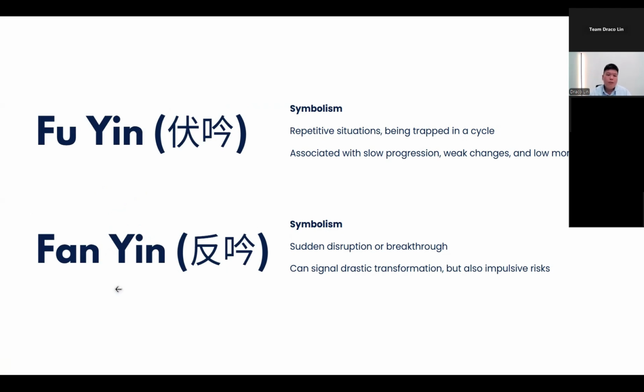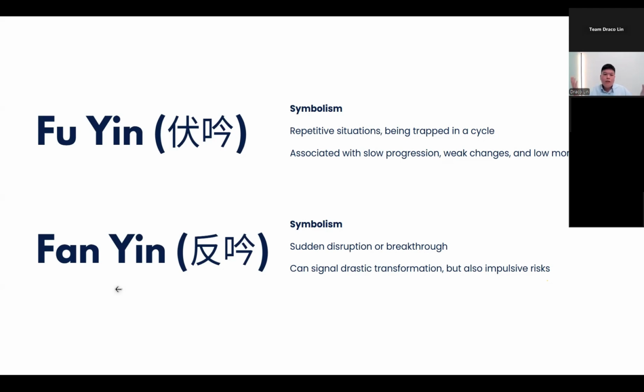If we talk about Fan Yin, it is a sudden disruption or breakthrough, which can bring drastic transformation, risks, and a lot of challenges. That's why, in the classic, the book is written like that. So we say that with Fan Yin, don't do anything, because it means very disruptive. Fu Yin means that whatever you do, there are no changes, because everything is just stagnant.